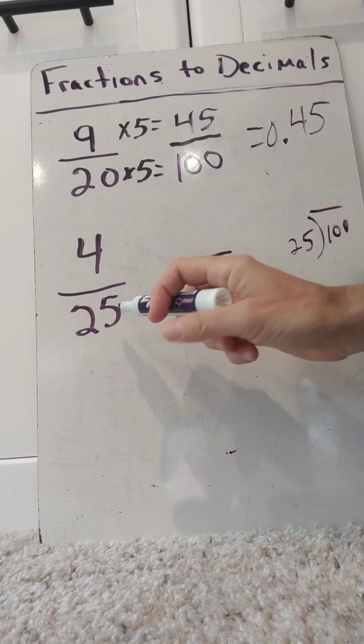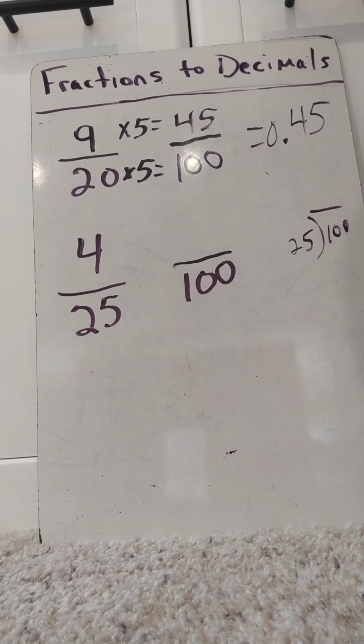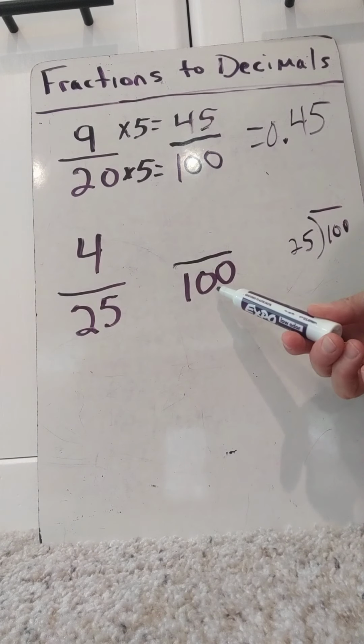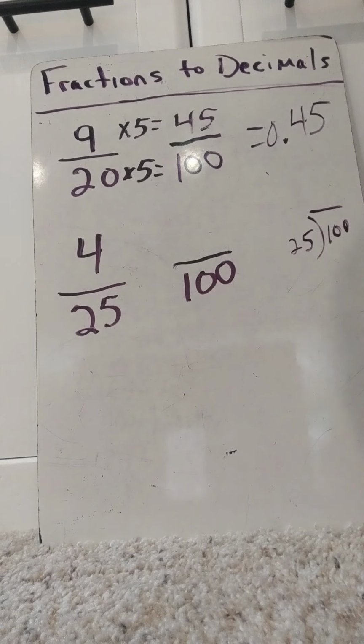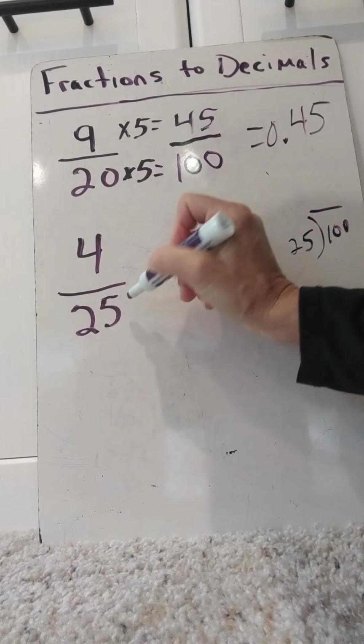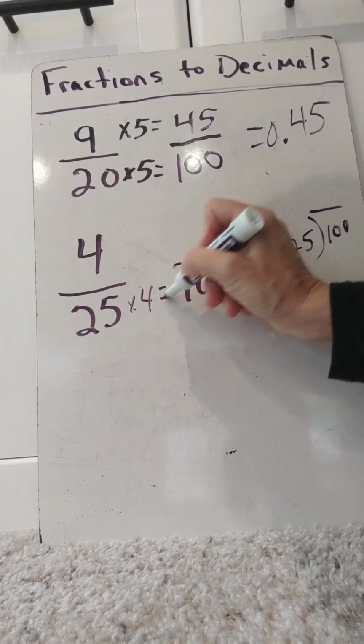Or you could say to yourself, think of this as money. 25. Well, 25 is a quarter, right? That would be, in money, a quarter. How many quarters does it take to get to a dollar? Well, I know that 4 quarters equals $1. So 25 times 4 equals 100.